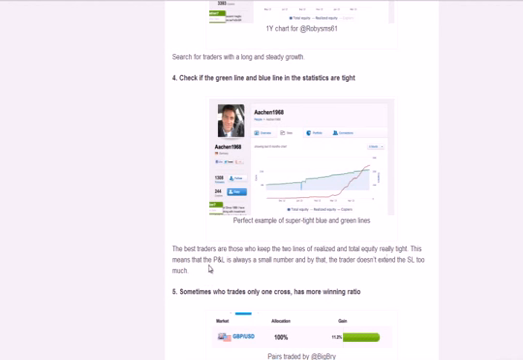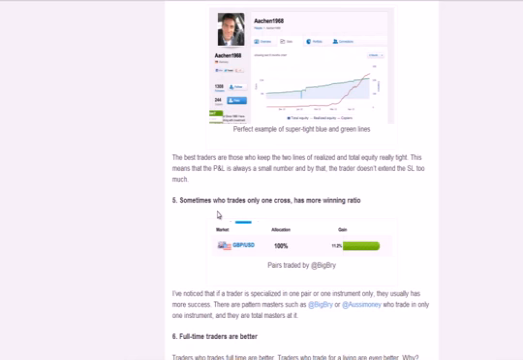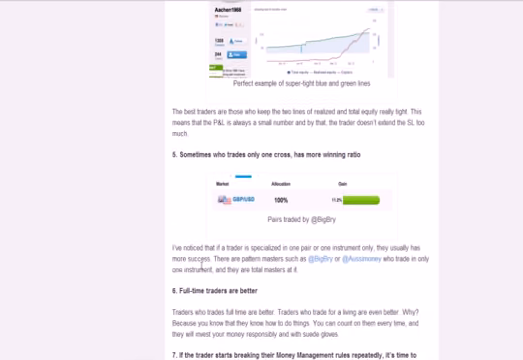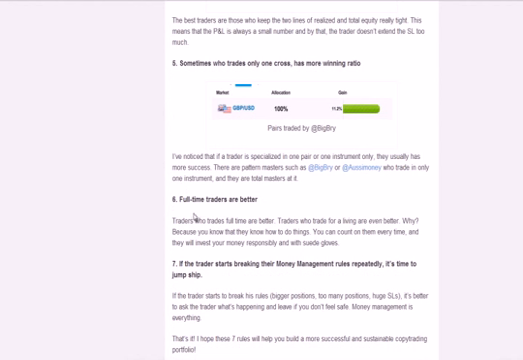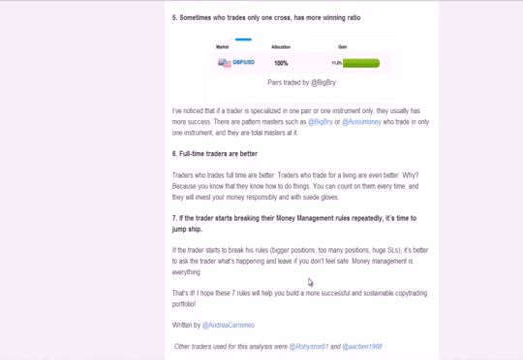This means that the profits and losses are always a small number, and by that, the trader doesn't extend the stop loss too much. Sometimes, traders who trade only one cross have more winning ratio. Full-time traders are better. If traders start breaking their money management rules repeatedly, it's time to jump ship.